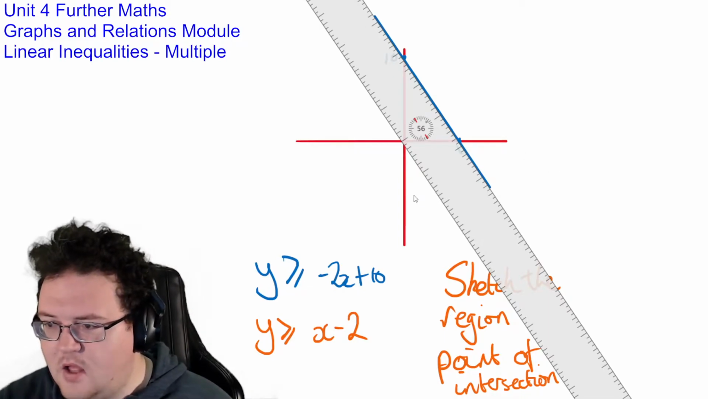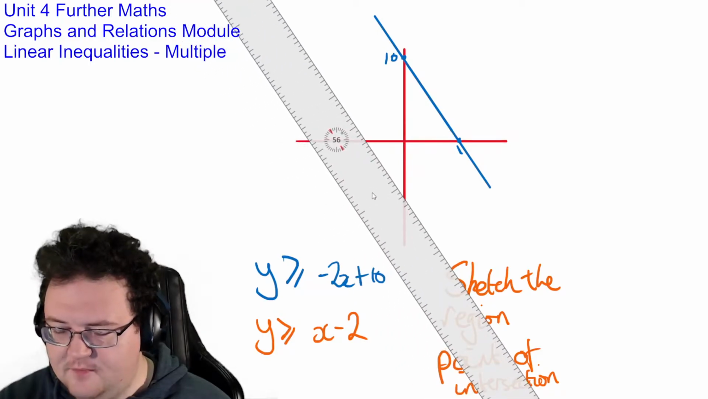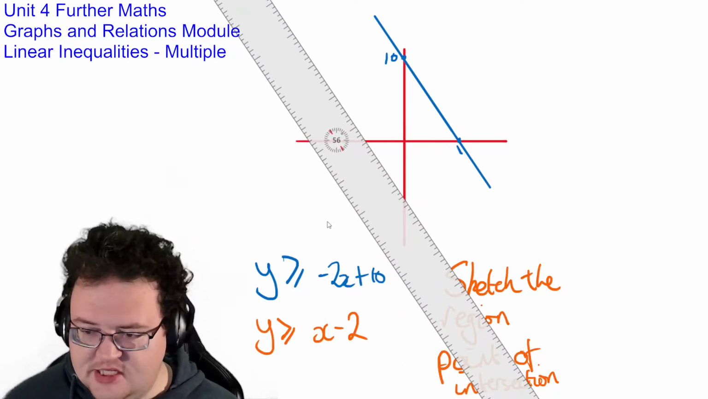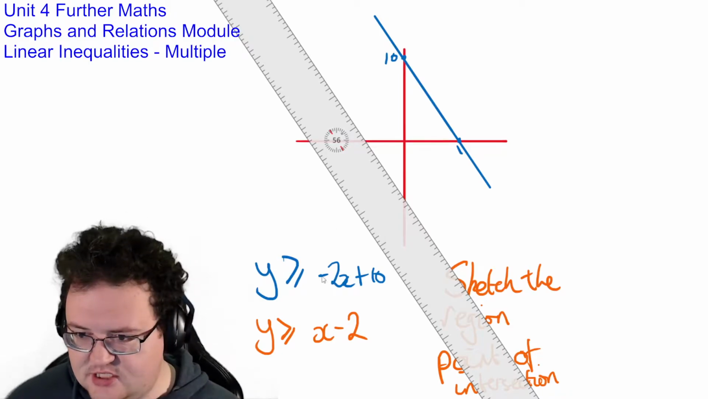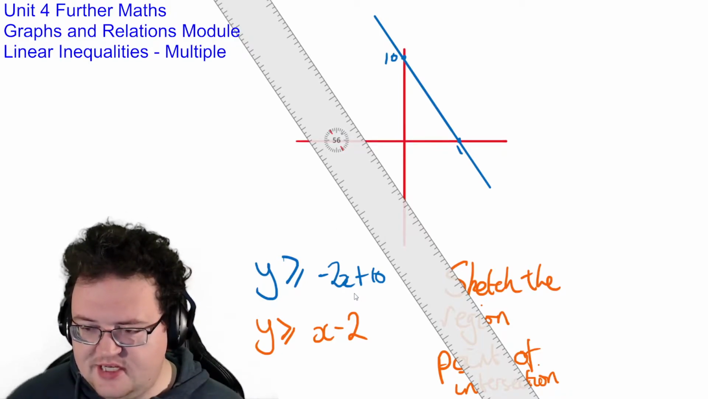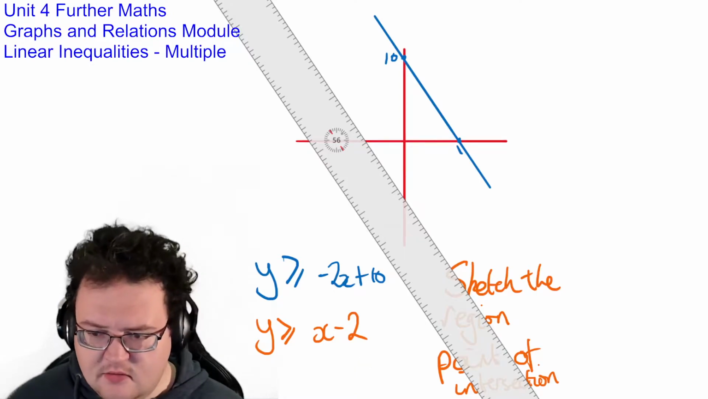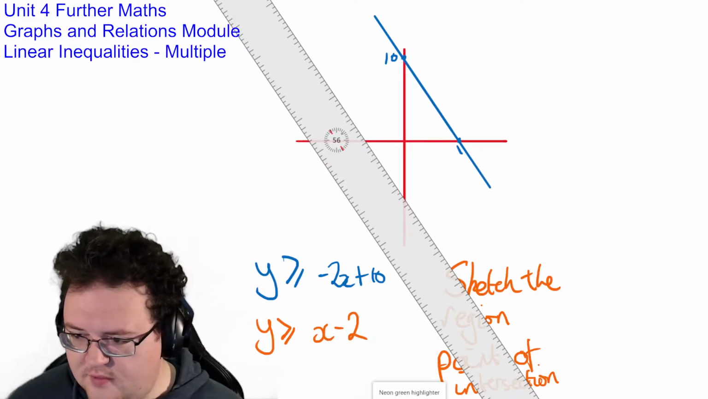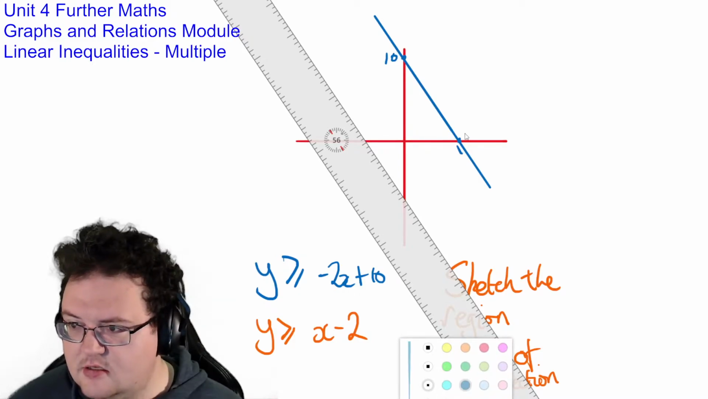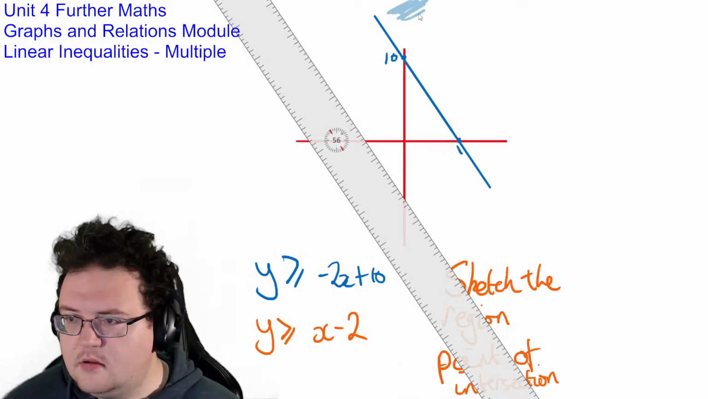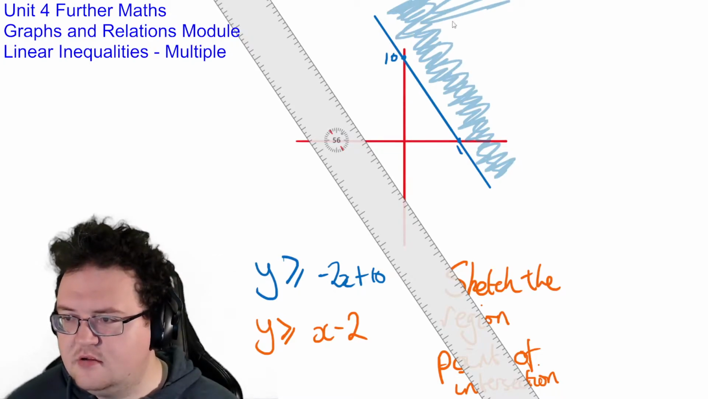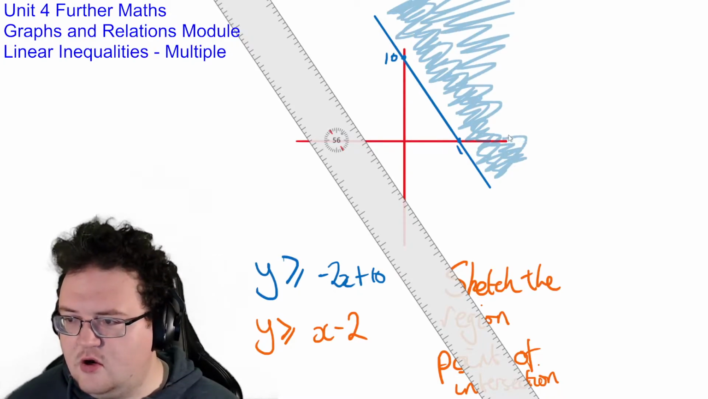Now I need to decide, what am I actually shading? So again, this is where you do that 0, 0, the origin test. If I put 0, 0 into here, I get 0 is greater than 10. Is 0 greater than 10? No. Therefore, I'm going to highlight this part of my graph, because 0, 0 is not found in that region. I'm going to shade all of this.